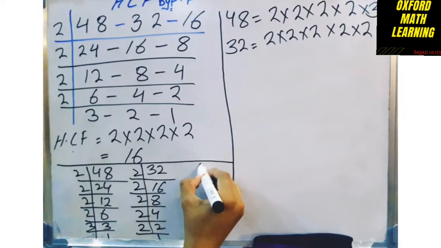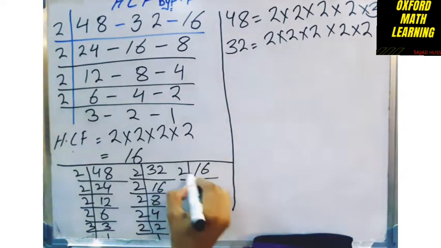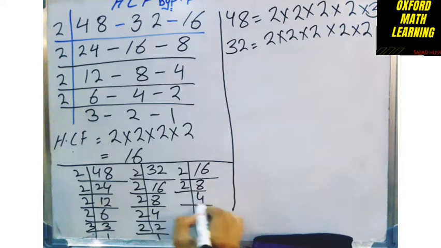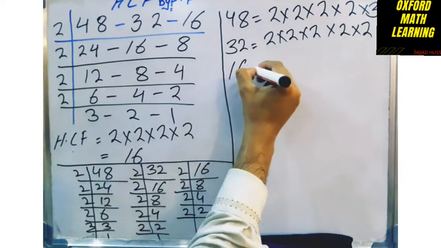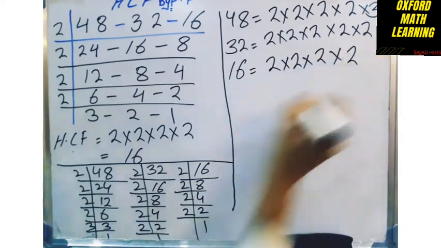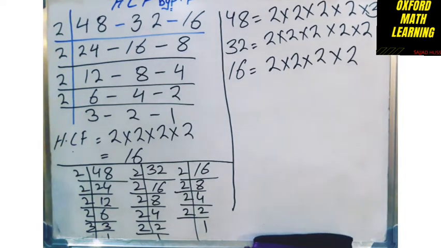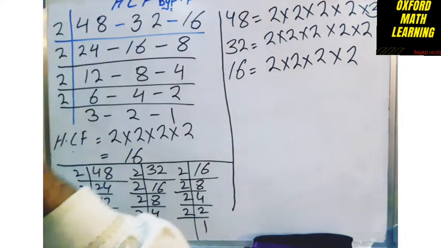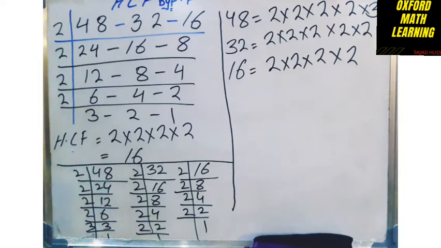Then we have 16. 2 8s, 2 4s, 2 2s and 2 1s. So the factors of 16 are 2 into 2 into 2 into 2. These are the prime factors of 48, 32 and 16. The first method is we put them all together and solve until they are divisible by a single number. The second method is we take prime factors separately and write them in this form.